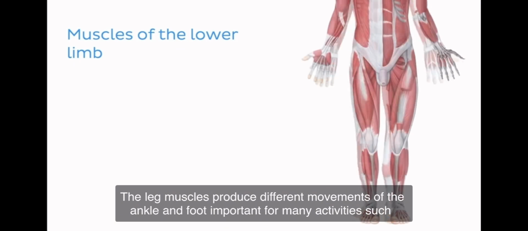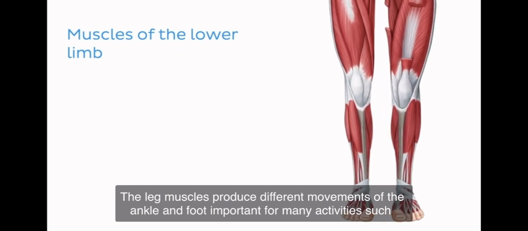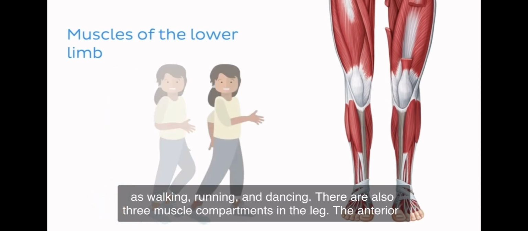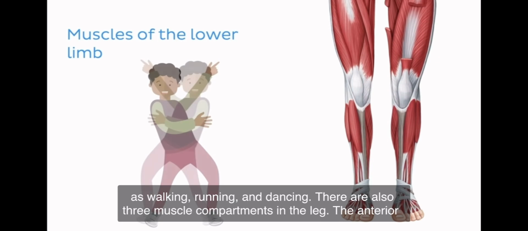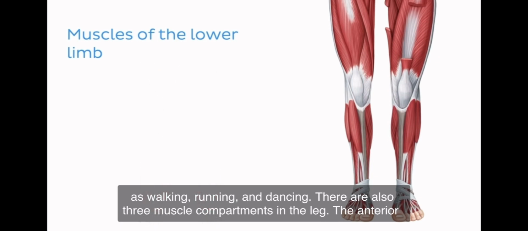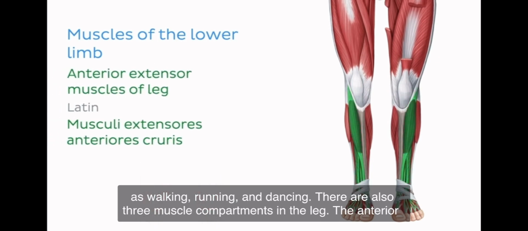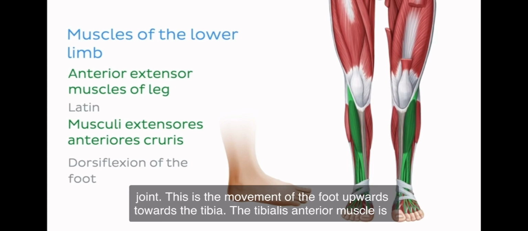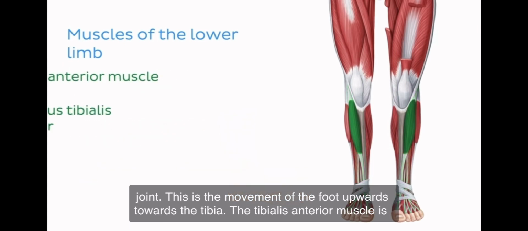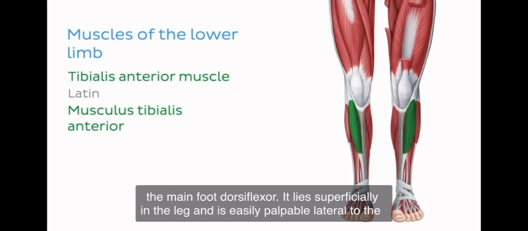The leg muscles produce different movements of the ankle and foot, important for many activities such as walking, running, and dancing. There are also three muscle compartments in the leg. The anterior compartment consists of muscles that mainly produce dorsiflexion of the foot at the ankle joint. This is the movement of the foot upwards, towards the tibia. The tibialis anterior muscle is the main foot dorsiflexor.